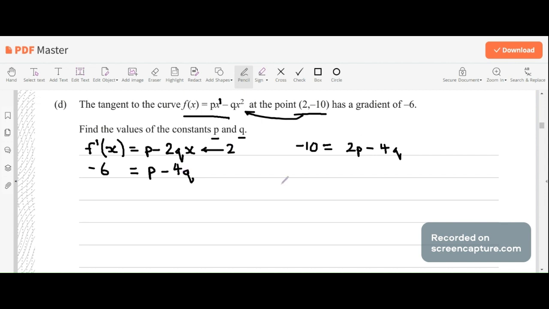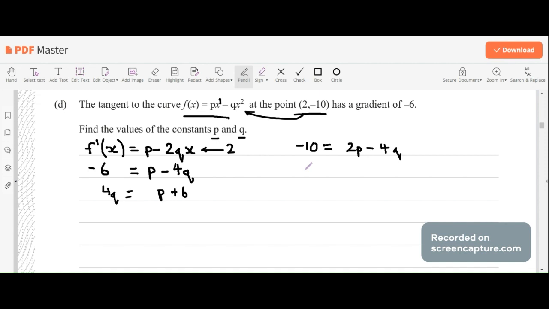Okay, so if we now use simultaneous equations, we should be able to solve this. So we'll go for 4q. Get rid of the 4q. So 4q is going to equal, what's it going to be? It's going to equal p plus 6. So I just rearrange this equation up here. So I just added 4q to this side and added 6 to this side.